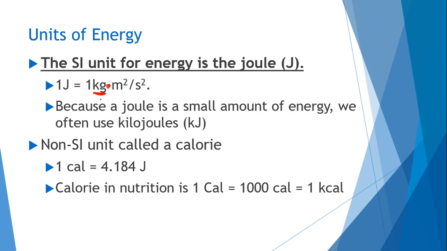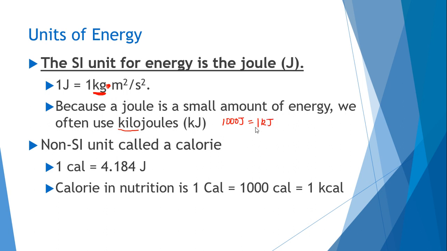Now, because a joule is a small amount of energy, we are going to be using prefixes as well, and one of the common prefixes that we use is kilo. So a kilojoule is abbreviated lowercase k, capital J. One thing to note in your notes is that there are 1,000 joules in 1 kilojoule.